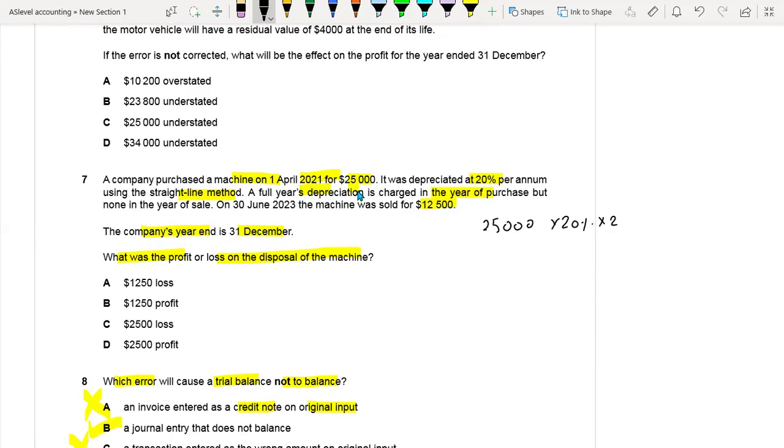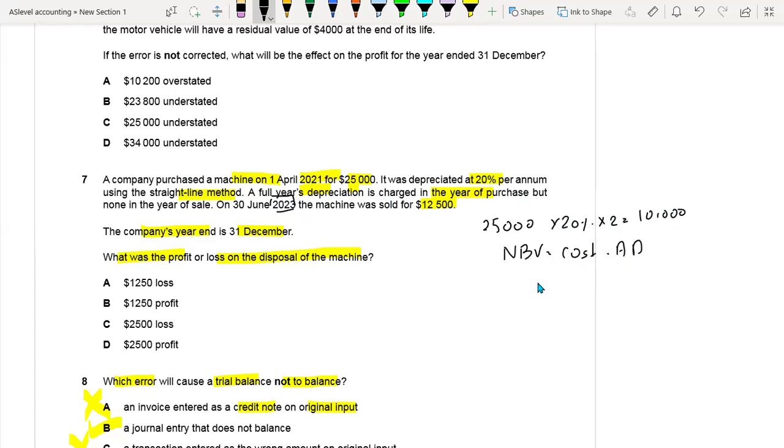So the depreciation policy is saying that you should not charge a depreciation in the year of sale, and you just sold the machine in 2023. So it means that 2021 and 2022 are the years for which depreciation would be charged. So your total depreciation would be 10,000 for the 2 years. Okay, and now if you want to find out its net book value, it is cost minus accumulated depreciation.